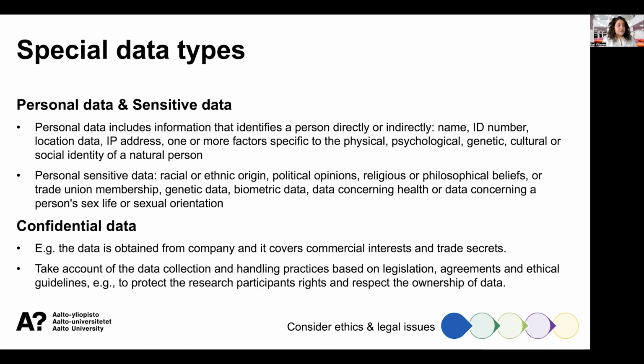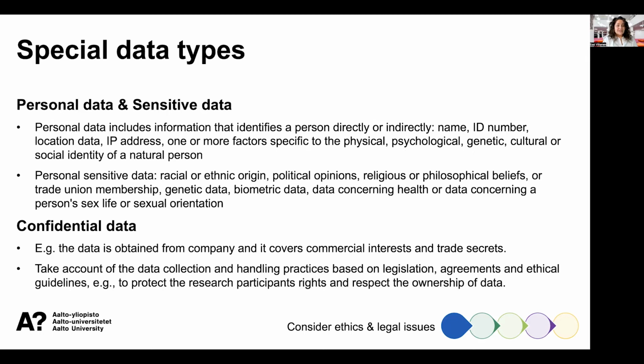And then we have the personal sensitive data, which is data consisting of racial or ethnic origin, political opinions, religious or philosophical beliefs, trade union membership, genetic data, biometric data, data concerning health, or data concerning a person's sex life or sexual orientation. And then lastly, there's the confidential data. So this might be if you're working with a company, so trade secrets or things that might be of commercial interest.